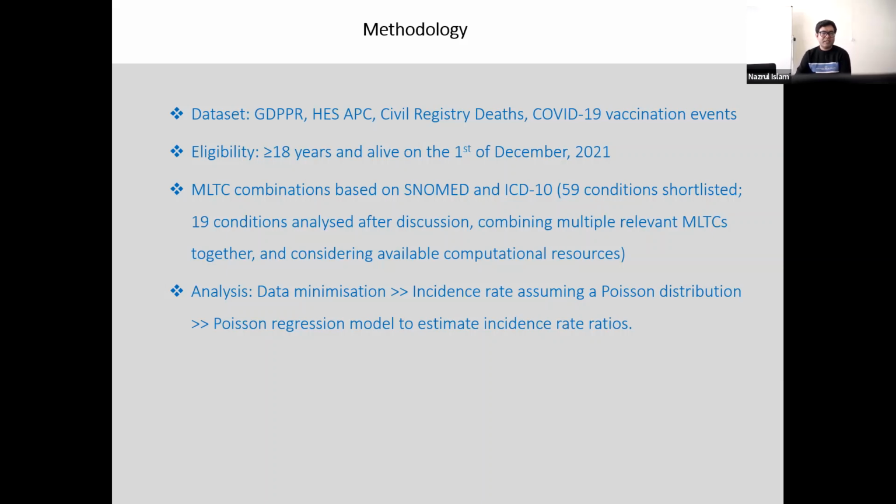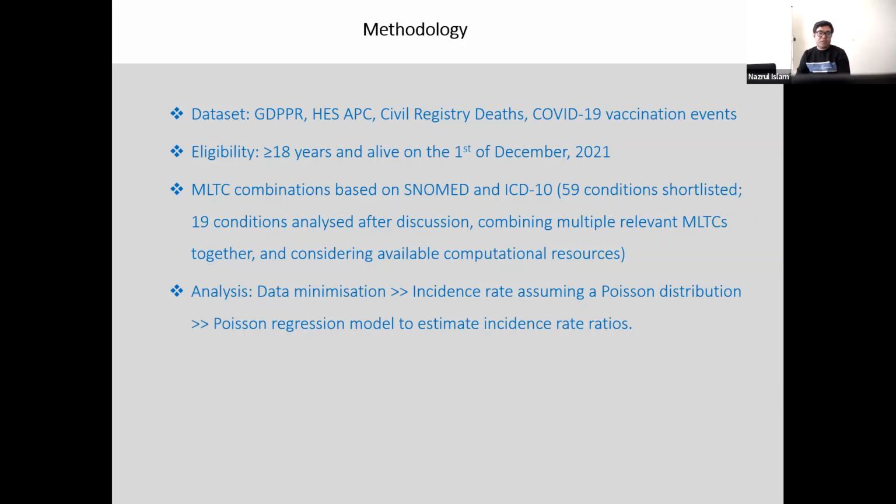So we started with 59 conditions, defined both based on SNOMED and ICD-10 codes from primary and secondary care data sets. But after discussing with our PPI representatives and clinicians, we ended up using 19, that is a combination of actually 23 different conditions, to minimize computational resources. And our approach was to minimize the data to identify some of the combinations of MLTC with the highest rate of hospitalization.